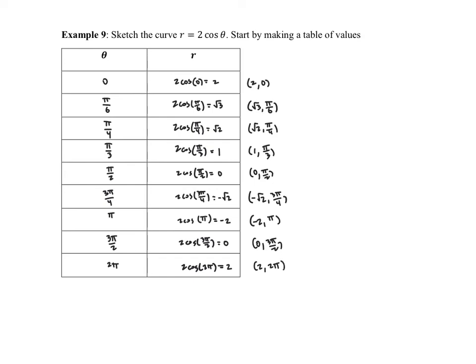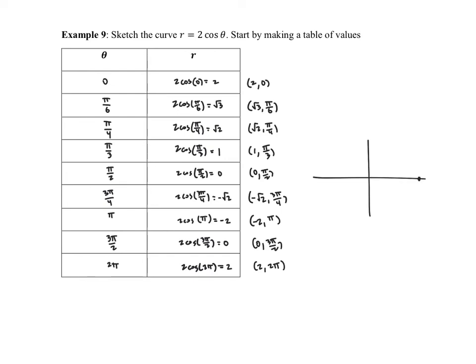Now let's graph this. We're going to see a pretty cool symmetry show up. Poorly sketched. Let's try that again. There we go. It's better. All right, so our first point: extension of 2, rotation is 0.